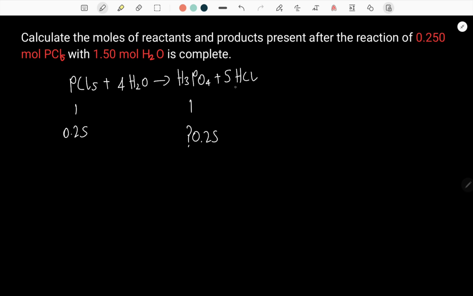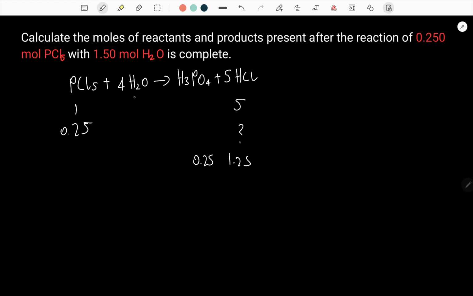Now let's do the same for HCl. Here it is 1 to 5. Oops, my bad, sorry, my handwriting is very bad. And 0.25 here and a question mark here. Now if we cross multiply this to find HCl, we will get 1.25.